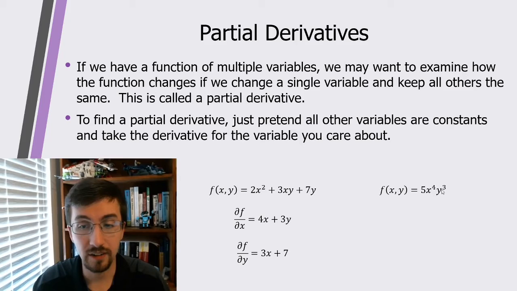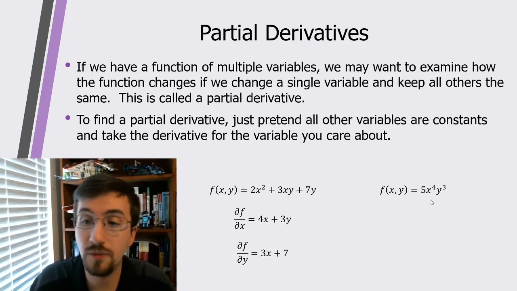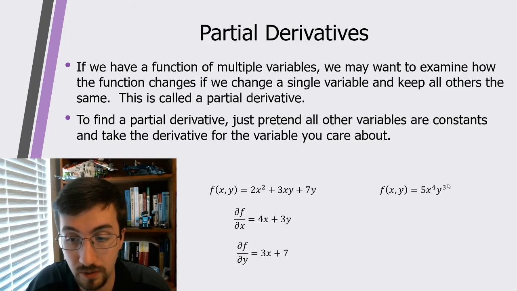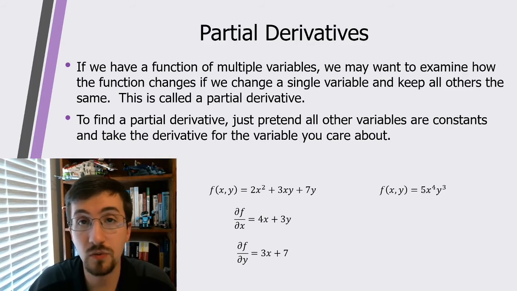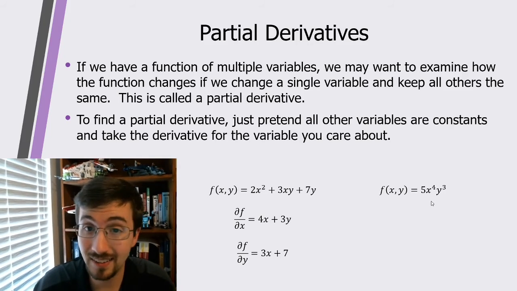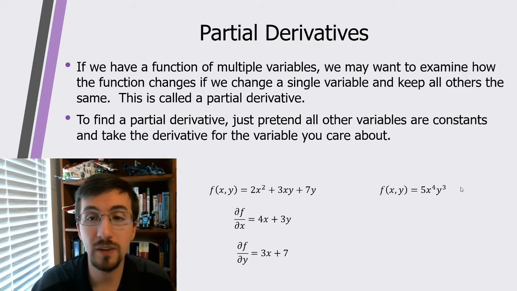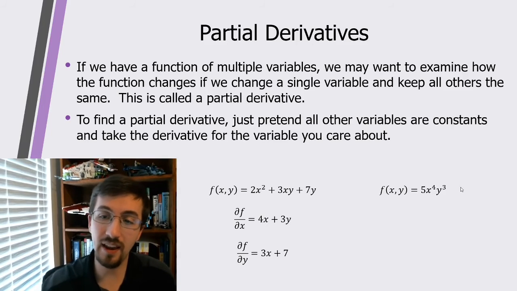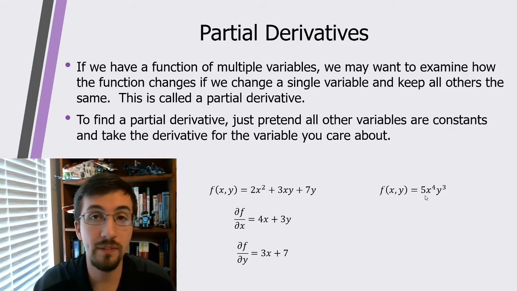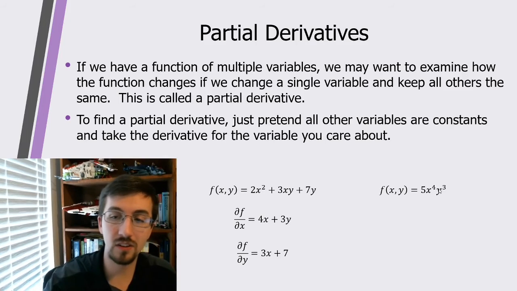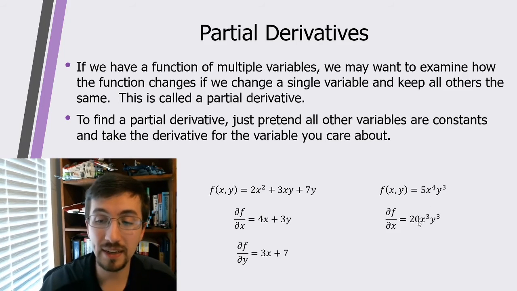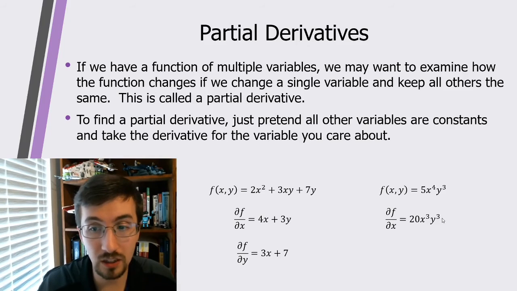Let's take a look over here. So this is a function of x and y again, and it's 5x to the 4th times y to the 3rd. So if we take the partial derivative with respect to x, we treat y cubed as a constant, and it just kind of hangs out. And so the derivative of 5x to the 4th, you bring the 4 down, it's x cubed. So you're going to have 20x cubed y cubed.